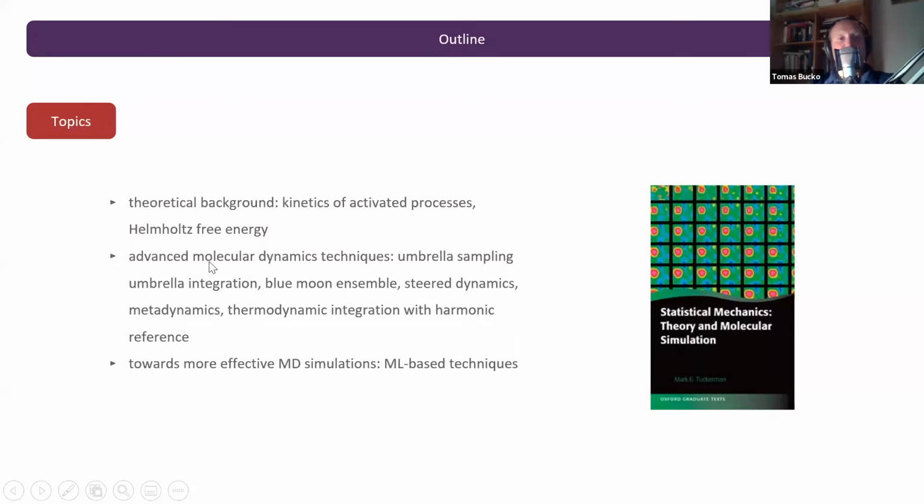Then I will make a presentation of advanced molecular dynamics methods aiming at free energy calculations that are presently available in VASP. So that will be umbrella sampling, umbrella integration, Blue Moon ensemble method, and many others. And finally, in the final part of my talk, I will talk about one specific problem, efficiency of molecular dynamics simulations, and I will discuss how machine learning can help to improve the efficiency of MDs.